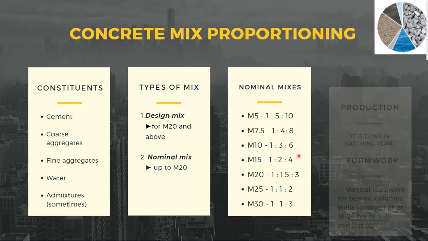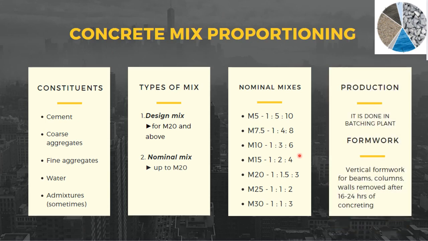How is the concrete produced? The production is done in the batching plant. The formwork we are using has to be removed after 16 to 24 hours of concreting. The vertical formwork for beams, columns, and walls is removed after 16 to 24 hours of concreting. Nominal mix ratio refers to cement to sand or fine aggregate to coarse aggregate.